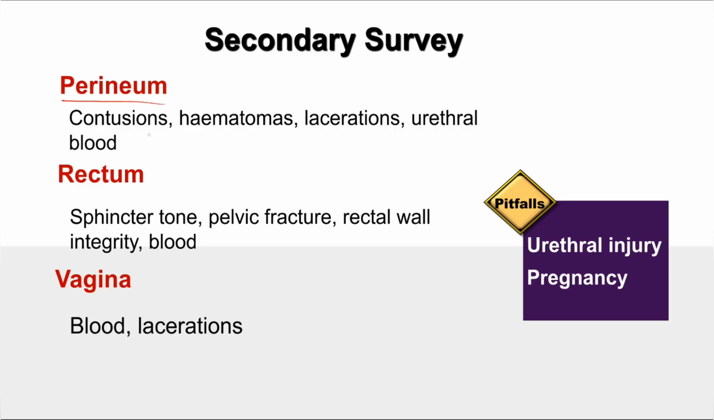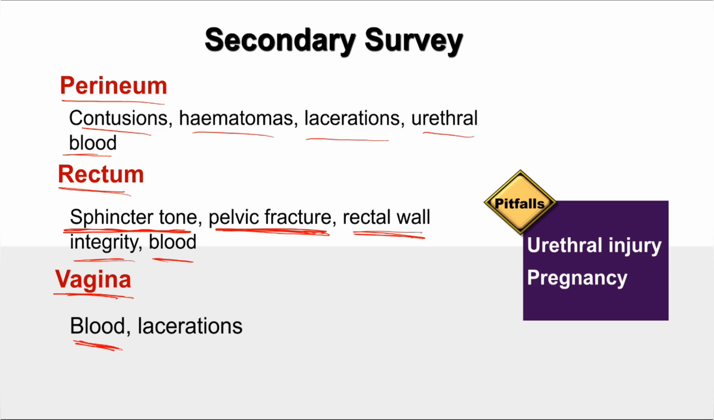The perineum: look for contusions, hematoma, laceration, evidence of urethral blood. In the rectum, you have to examine the sphincter tone for any neurological deficit, pelvic fracture, because it might be a source of the bleeding, rectal wall integrity, and also if there is any blood. The vagina should be examined to see if there is any blood, any laceration. So always you have to expect urethral injury, and pregnancy in any female of childbearing age.